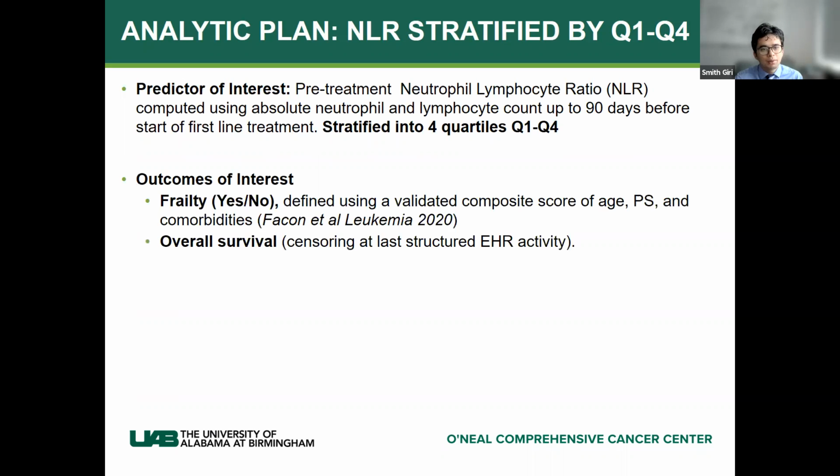There were 2 co-primary outcomes of interest. One, we were interested in frailty. For this particular research, we defined frailty using a validated composite score using age, performance status, and comorbidities. Secondly, we also abstracted information on overall survival with censoring of patients at their last visit in the EHR.